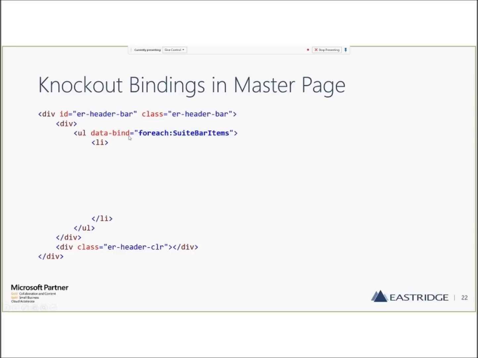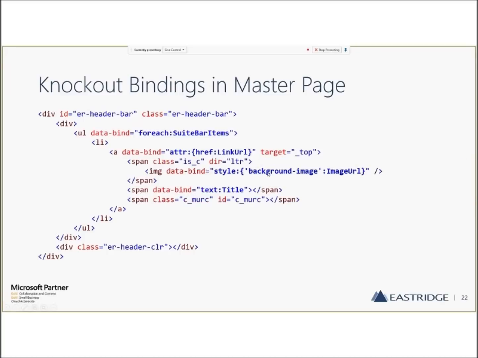Well, here's the first data binding that you've seen. Data bind for each suite bar item. So for every item in this suite bar items observable array, we're going to create an LI. And within that LI, we're going to get an anchor tag, and we're going to bind the link URL to the href attribute of that anchor tag using this special data bind syntax. Likewise, we're going to put a span in there. This is where that image URL comes in. You can see it's in a background image of the style attribute. And we're going to bind the title to the text of a span underneath it. So that's how the text appears. We got one more little span here. This is just a spacer that makes things line up properly.